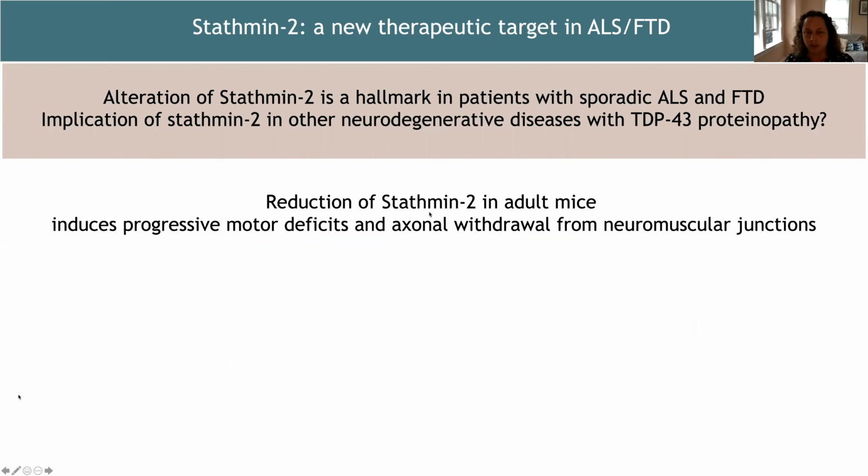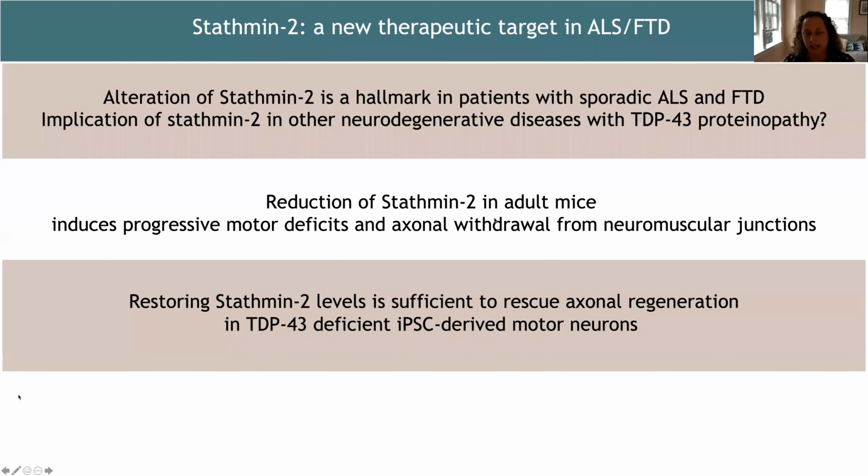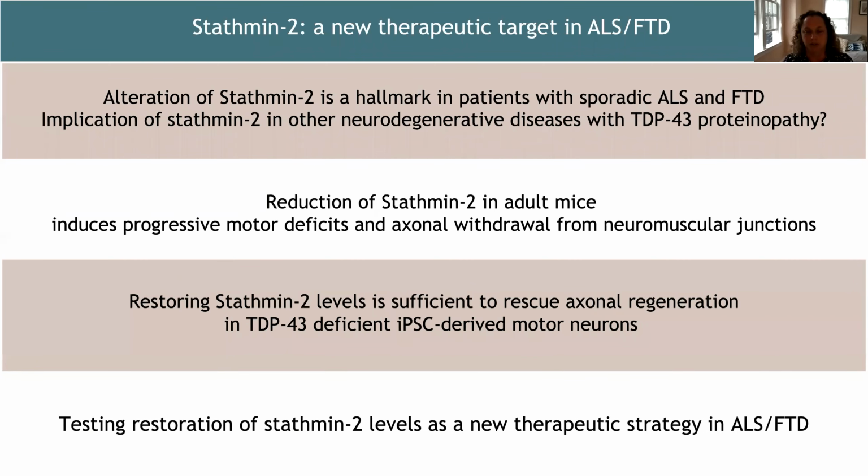I've shown you that reduction of stathmin-2 in adult mice induces progressive motor deficits and axonal withdrawal from the neuromuscular junction, and that we can restore stathmin-2 level in iPSC-derived motor neurons, and that's sufficient to rescue axonal regeneration in TDP-43 deficient motor neurons. And we are testing basically if this approach could be a new therapeutic strategy in ALS and FTD.